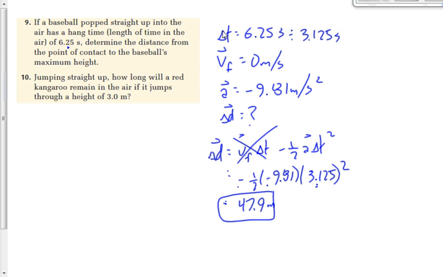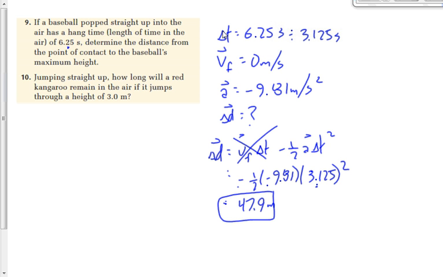Good. Number 10: jumping straight up, how long will a red kangaroo remain in the air if it jumps through a height of 3 meters? You ever wonder sometimes when you're reading these questions where this comes from? Like, who came up with the idea of jumping a red kangaroo? I didn't even know there were red kangaroos.